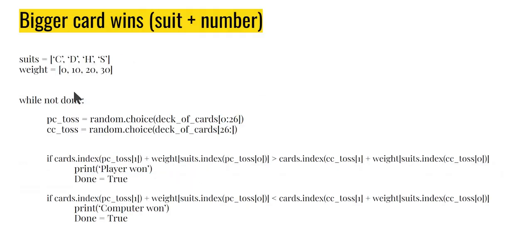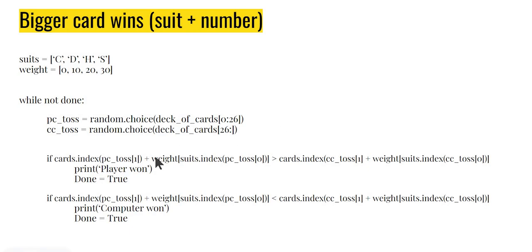Basically, like I said, weight is a list. So I say 0, 10, 20, 30. I pick up a card. Now here I am looking at cards.index(PC_toss[1]), which means that I'm figuring out what is the number of the card itself, plus how much weight should I apply to this. So that I do by figuring out which suit it is. So I say suits.index(PC_toss[0]). And then I index into this list weight. So remember, if my suit was clubs, then I'm going to read 0 as the weight. If my suit was, let's say, spade, I'm going to read 30 as a weight. So I take a combination of these two.